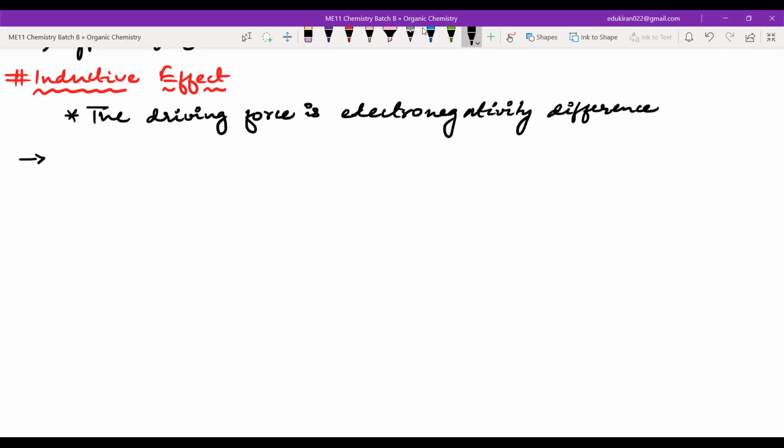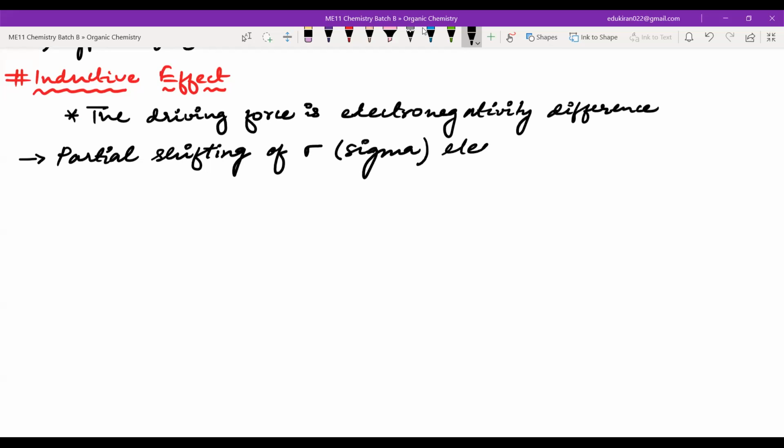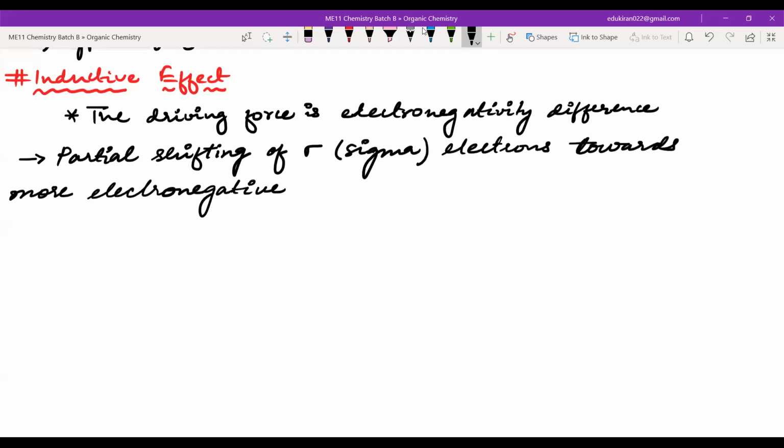Okay, now what is inductive effect? Please write that. The partial shifting of sigma electrons towards more electronegative element or group. Okay, towards more electronegative element or group.